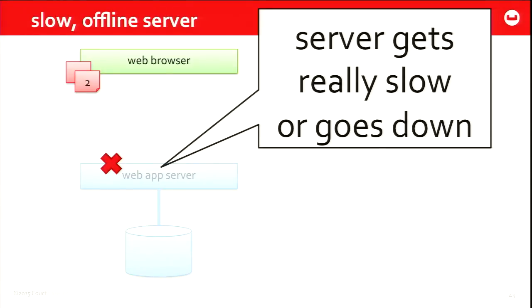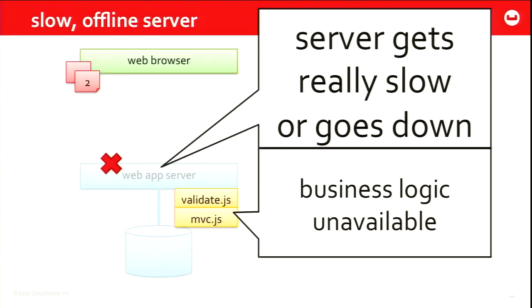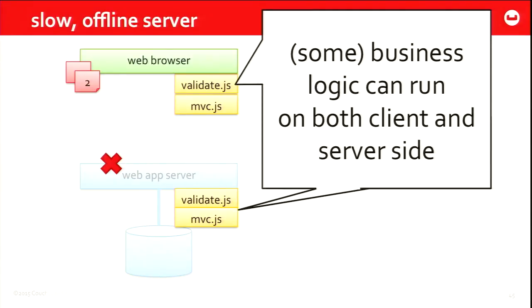Well, on the one hand, what if the server gets really slow? It gets so slow that it actually looks like it's down. That's not good. The business logic on your server side is no longer available to you. You can't check validation and model view controller, whatever you need to do. Well, then you might be lucky. Maybe you're running some fancy Node.js on your server side, and a subset of your JavaScript that runs on the server is available on the client side. Maybe you're using some older school Java and client-side GWT or something like that. Some subset of business logic can run on both sides.